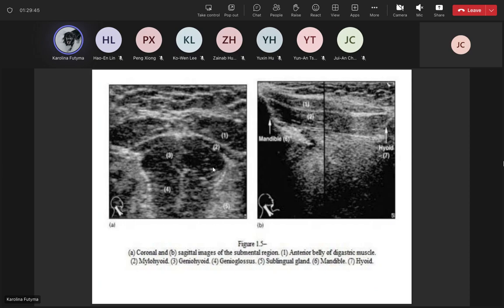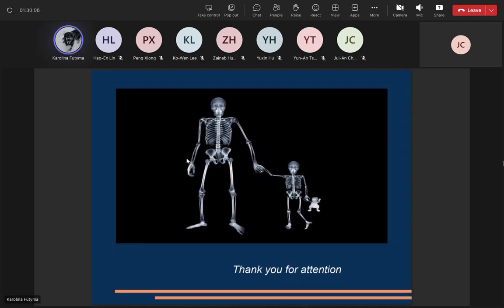Here we have some different muscles. This is the anterior belly of the digastric muscle, and this is the area which sometimes radiologists call the Mickey Mouse. It has some ears, face, so this is really characteristic. And I think that this is all.